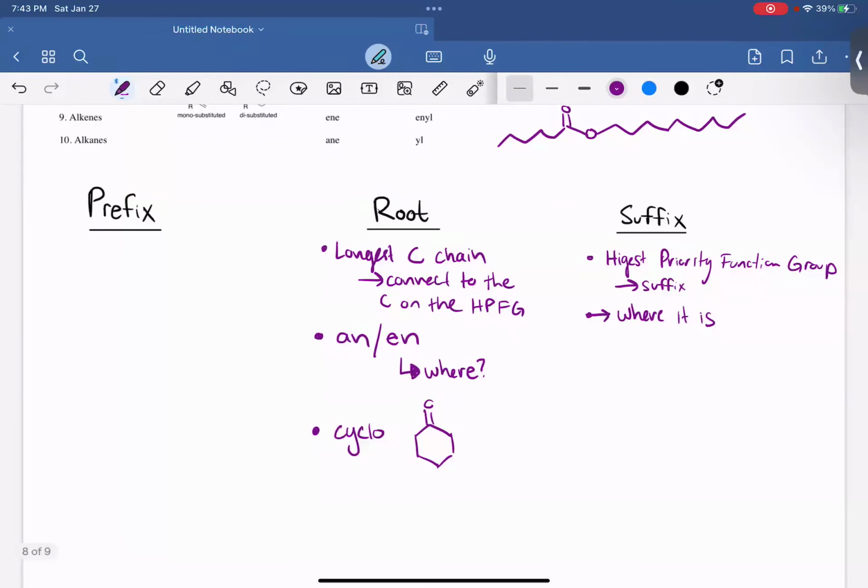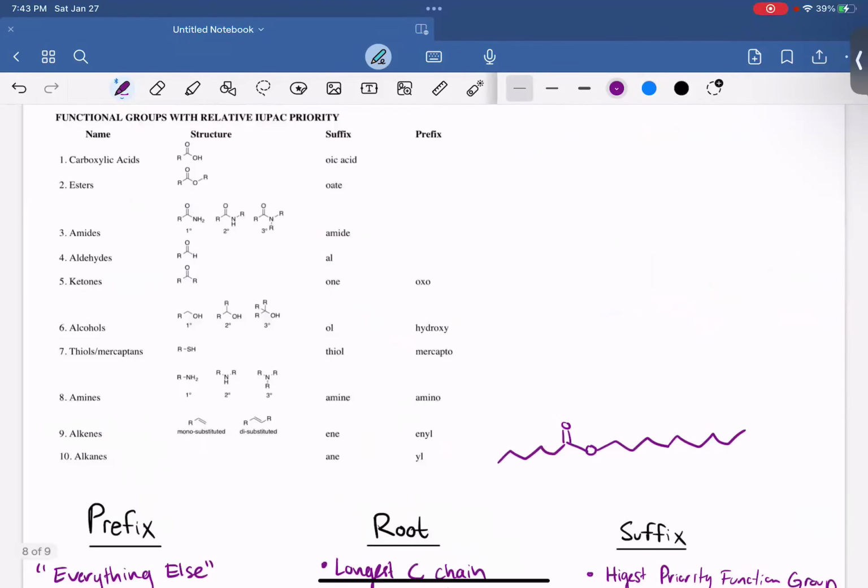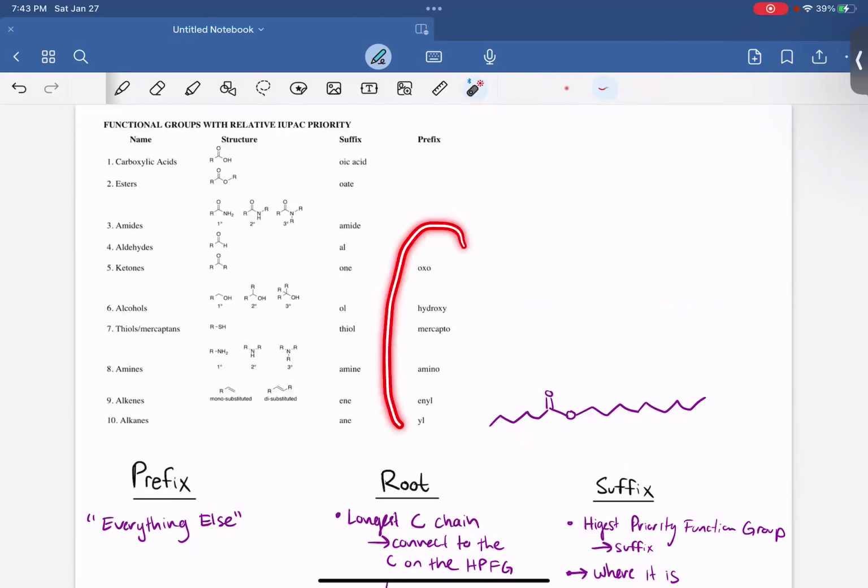Next, you'll move on to your prefixes. I like to say that this is everything else. So if it's not your root, the double bond, ring or not a ring, or the highest priority functional group, it goes into your prefix category. And you name all of those items with the prefix term here.